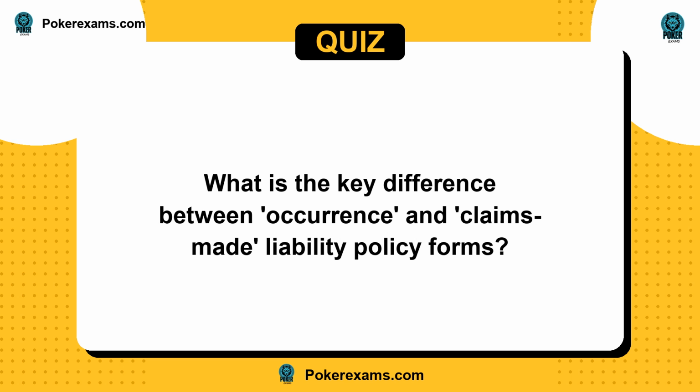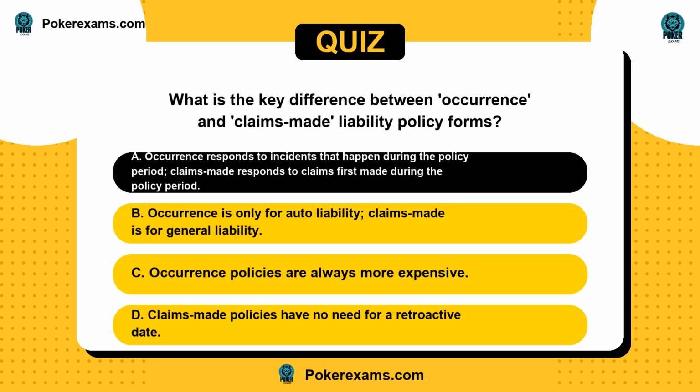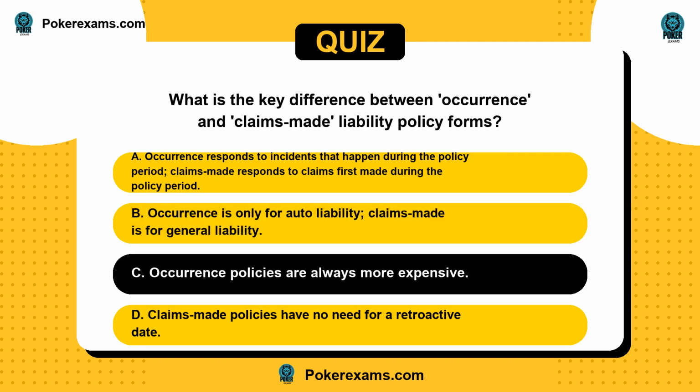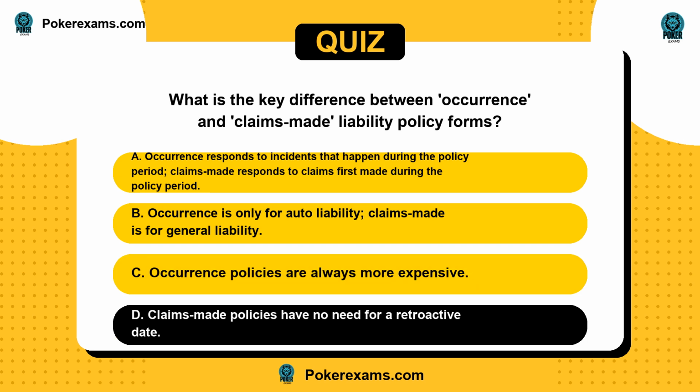Next question. What is the key difference between occurrence and claims-made liability policy forms? Is it A, occurrence responds to incidents that happen during the policy period, claims-made responds to claims first made during the policy period? Or B, occurrence is only for auto liability, claims-made is for general liability? C, occurrence policies are always more expensive? Or D, claims-made policies have no need for a retroactive date?